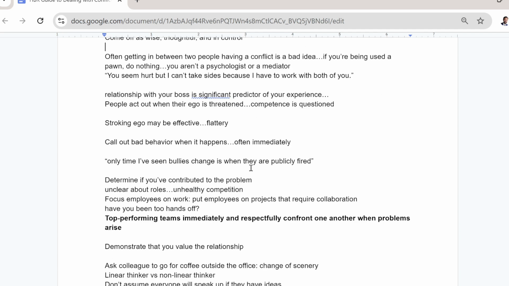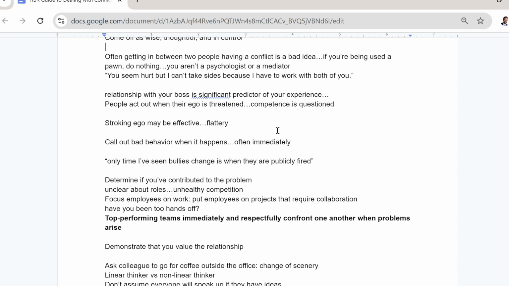Often getting in between people that are having a conflict is a bad idea, especially if you're being used as a pawn in their conflict. Often it's best to do nothing. You aren't a psychologist or a mediator. So for example, you might say, you seem hurt, but I can't take sides because I have to work with both of you, and then you're able to sidestep the issue.